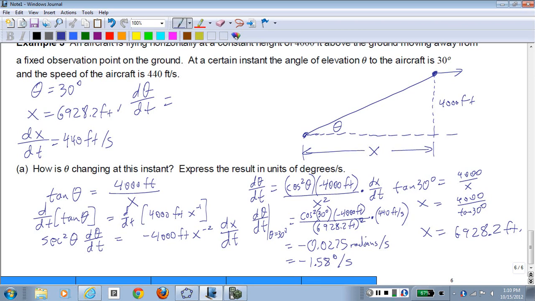Does it make sense that it's negative? Angle's getting smaller. Yeah. If the airplane goes, then the angle of depression is diminishing. So at least we feel like we got the sign right.